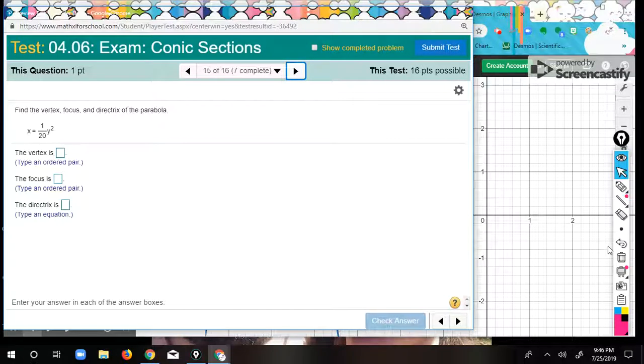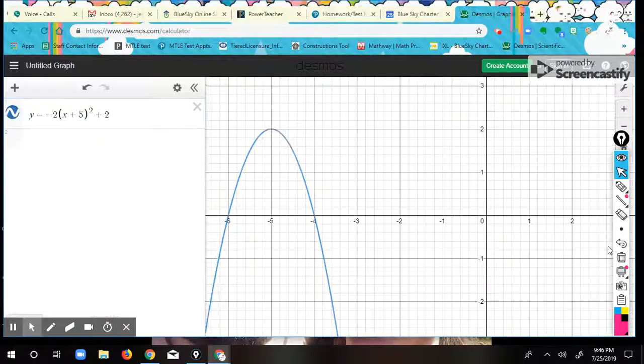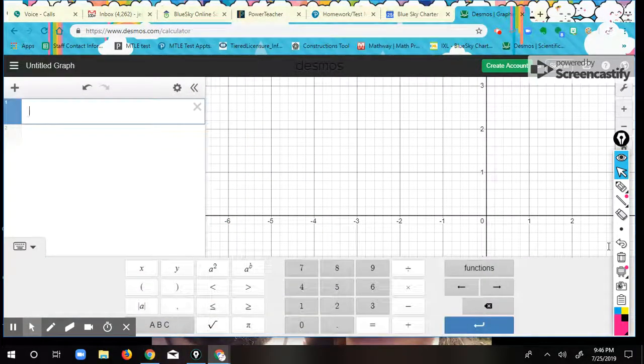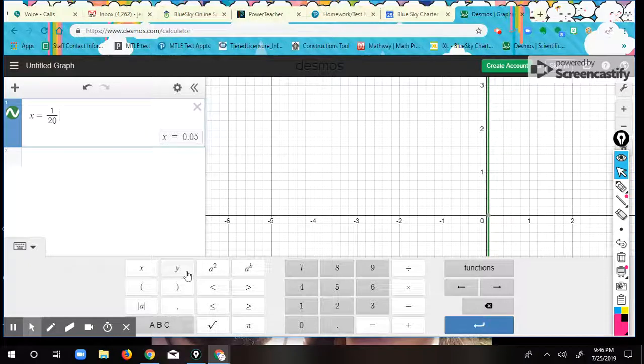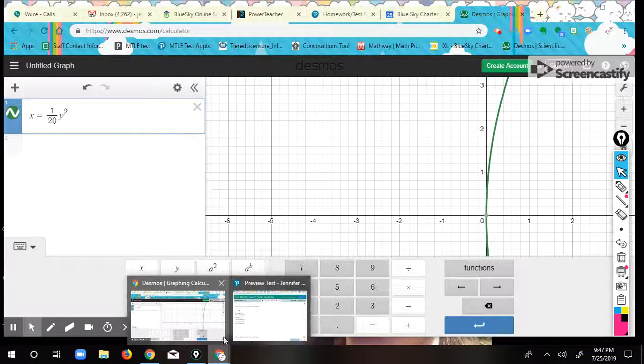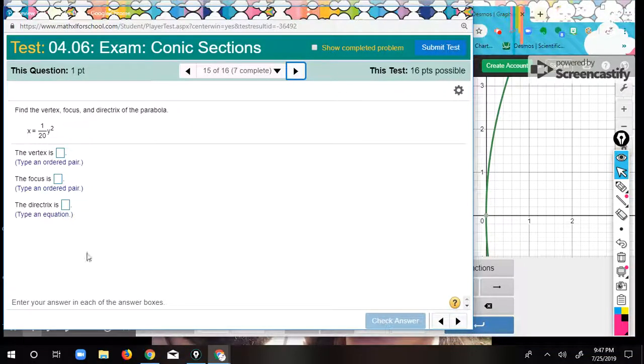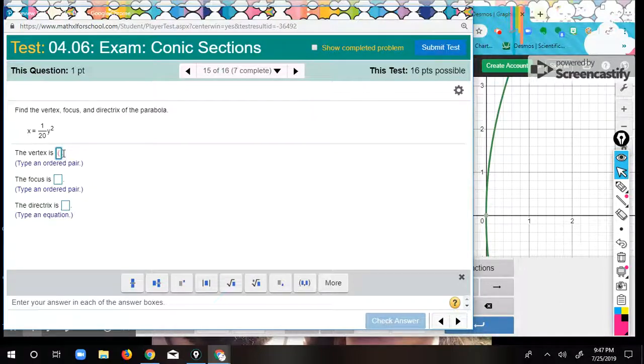Okay. Oh, we love these questions, don't we? So the vertex of this parabola, I believe, is just 0, 0. Yeah, and you can always double check that by just typing it into Desmos. So we have x equals 1 over 20 y squared. Yeah, this one's centered right at the origin. Okay, anything with vertex and focus and directrix is just going to be at the origin.